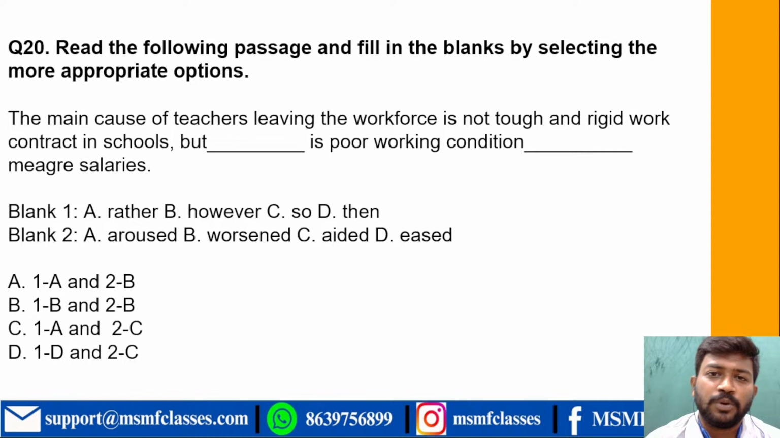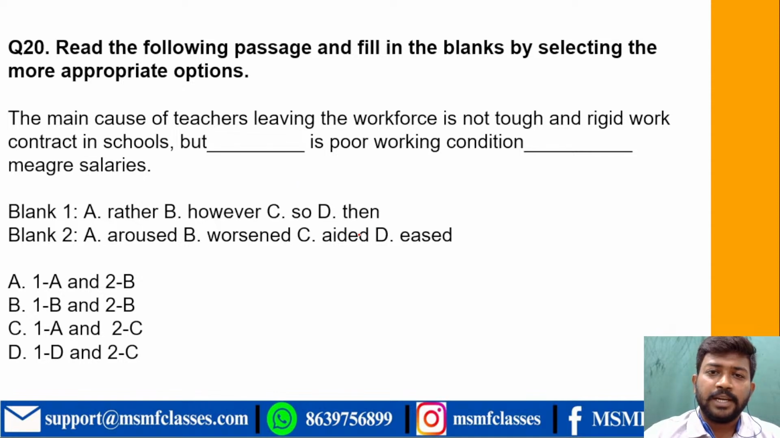So what is poor working condition here? And dash meager salaries. Rather is nothing but not rather. However, finally, these are the meanings of however and finally. So then we know all these meanings. Aroused, worsened. Worsened means to make something worse. Aided means helped, or provided also we can say. Eased, to make something easy, is called eased. Now try to fit these words. Now see here, but dash is poor working condition dash with dash meager salaries.